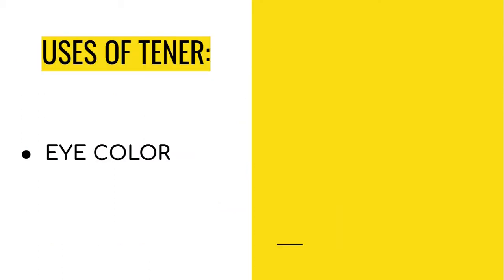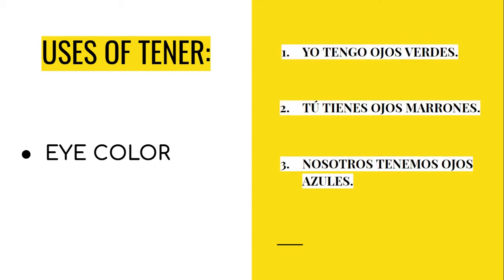Another use of the verb tener is eye color. So again, just like hair color, we'd say yo tengo ojos verdes, tú tienes ojos marrones, nosotros tenemos ojos azules. I have green eyes, you have brown eyes, we have blue eyes.